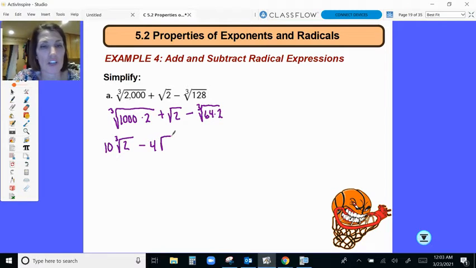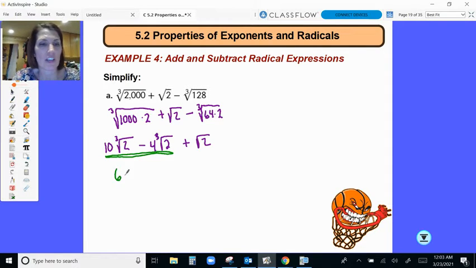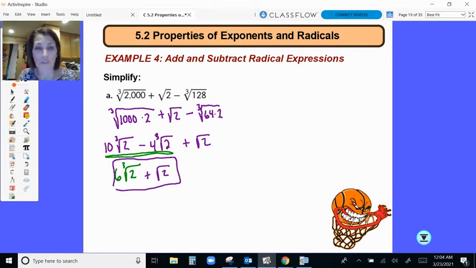So 4 cube root of 2, okay? And then plus square root of 2. Well, these two right here are radicals that have the same index and same radicand. So 10 minus 4 is 6 cube roots of 2. And then plus my square root of 2. And that is simplified. We can't add those any further. Even though we have the same radicand, we do not have the same index. So I can't add those together.